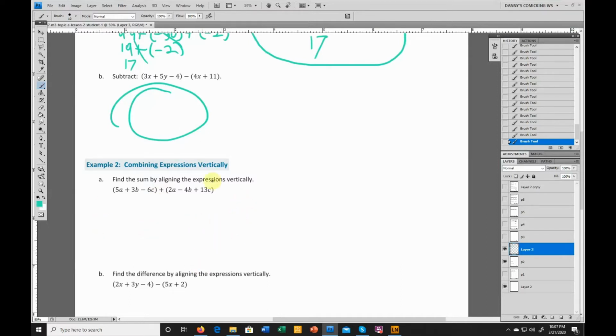Vertically means up and down. Remember, it means up and down. Okay. Find the sum by aligning the expression vertically. And we have 5a plus 3b minus 6c plus 2a minus 4b plus 13c.